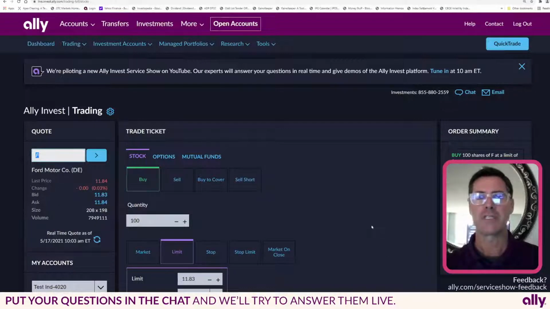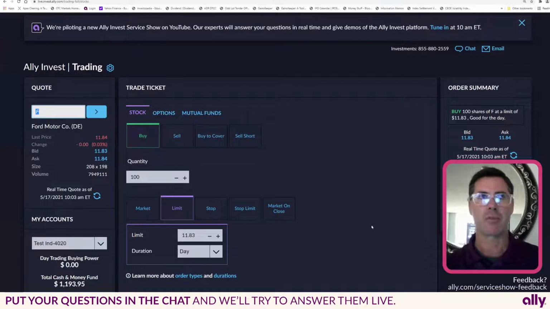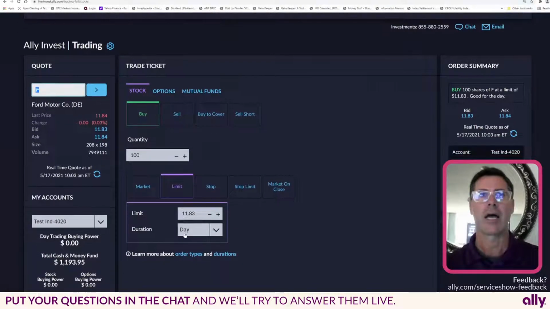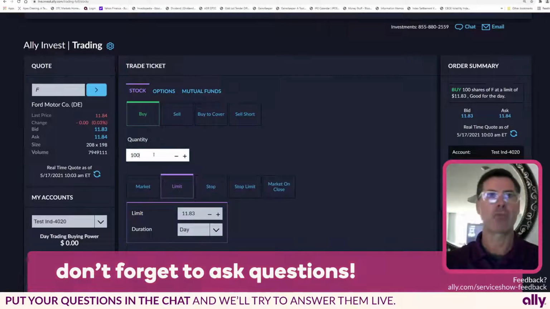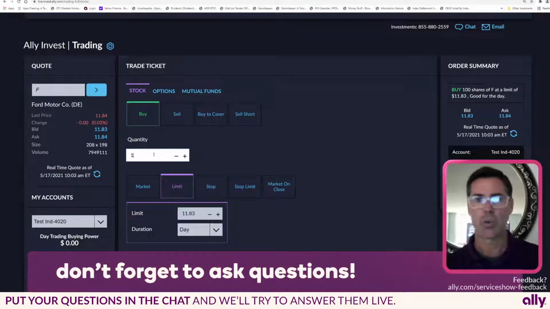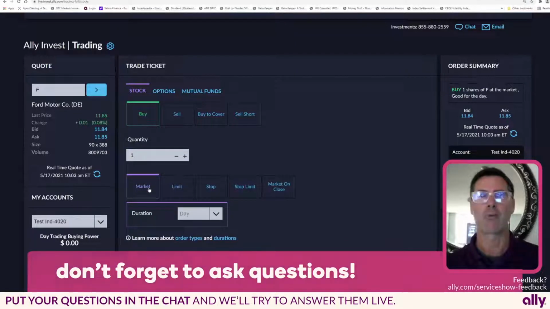Now, what you'll notice is it's pre-populated on the screen to buy 100 shares of Ford with a limit order of 11.83, which is the current bid for the stock. And you have the ability here to change the share price, order quantity, and the duration. So in this case, what we're going to do is simply change this to one share. And we'll start with a market order. We're going to go from left to right.